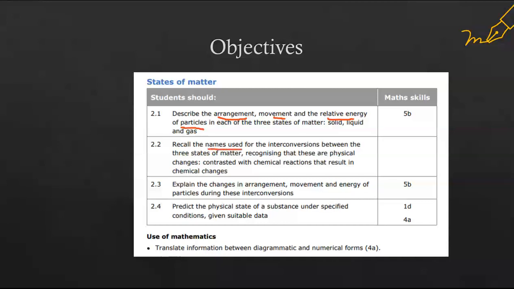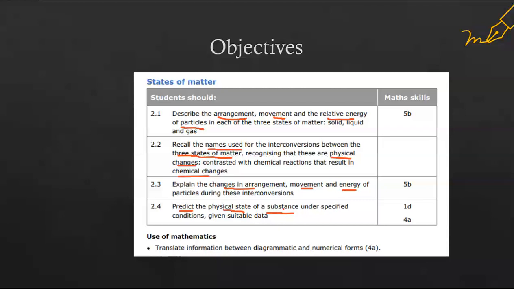We need to be able to recall names that are used between the 3 states of matter. Okay, so this could be how one changes to another. So you might have heard of things like evaporating or condensing. We need to use these and use these correctly. What we also need to be able to do is recognize that these are called physical changes instead of being chemical changes. We need to explain changes in arrangement, in movement and in energy. So not just talk about their actual arrangement, but changes in arrangement as well, and be able to predict the physical state of a substance under specific conditions.